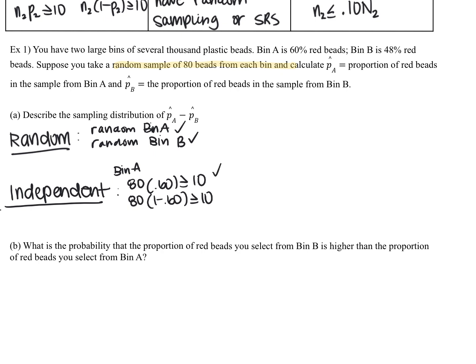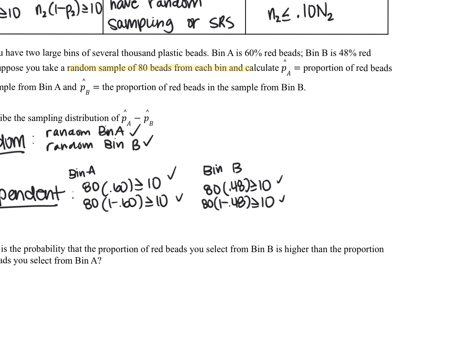And then 1 minus 0.60 is 40%. 40% of 80 is, I want to say, close to 20. So we're good there. Now we need to check bin B. So 80 times 0.48 has to be greater than or equal to 10, and 80 times 1 minus 0.48 has to be greater than or equal to 10. 48% of 80 is greater than or equal to 10, and so is 52%, which is what 1 minus 0.48 is.